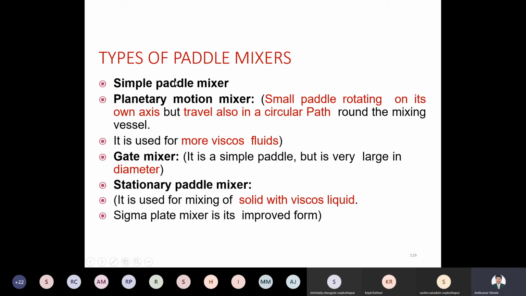The simple mixer has different paddles attached to the shaft and can be rotated at various speeds. It is used mainly for solutions. But planetary motion mixers use a small paddle rotating on its own axis, which also travels in a circular path around the vessel. So it is the same as a planetary train. We can rotate that paddle with various circular motions, and after the circular rotation it produces planetary type mixing around the mixing vessel.